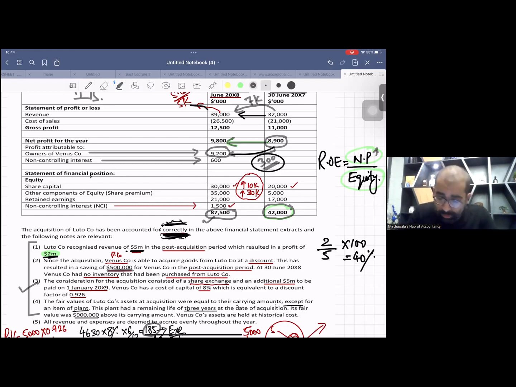But you know what the bad news is? There was a very big increase in equity, from 42,000 to 87,500, which is a big jump. So the real big reason for the fall in ROE is not the numerator, it's the denominator. I'm using mathematical language. I'm sure you're understanding it.